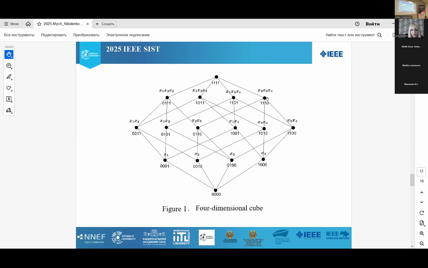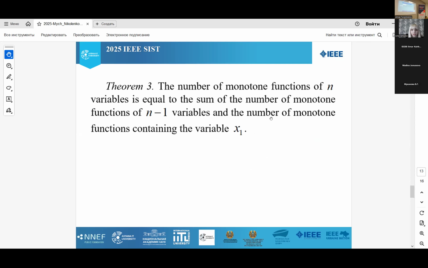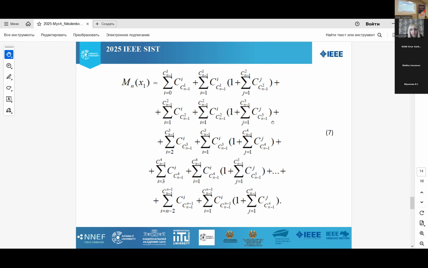Monotone functions of n variables can be defined on the vertices of an n-dimensional cube. A theorem is given that decomposes the monotone functions of n variables into 2 classes: the monotone functions of n-1 variables and the monotone functions of n variables that label only the variable x1. A second method for computing single-tier deadlocked disjunctive normal forms is proposed using this theorem.